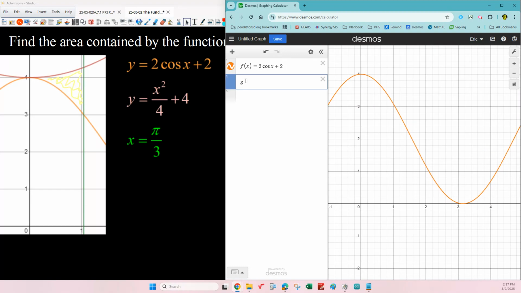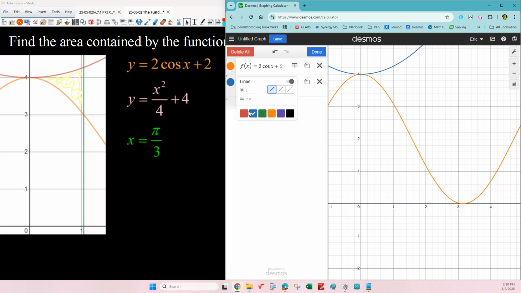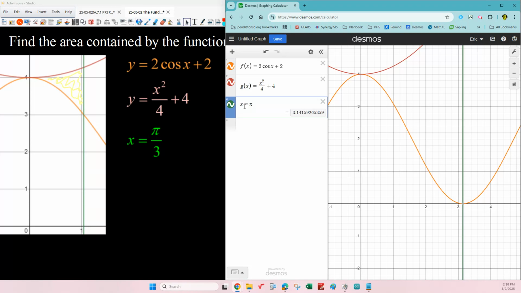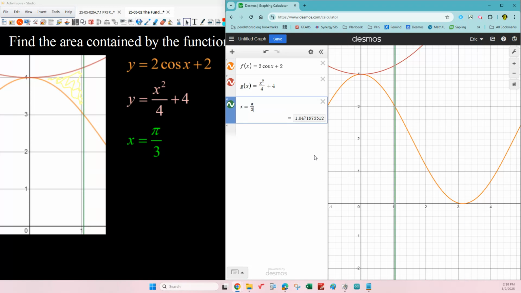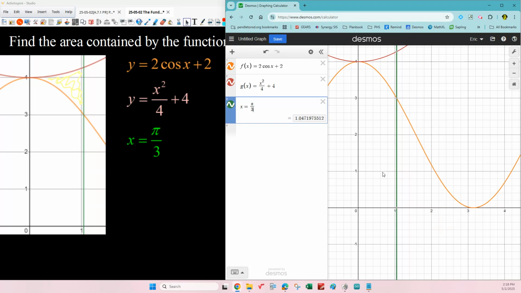We'll call this next one, how about g of x? I probably could just call them y's, but we'll do this. Okay, and that one needs to be red. And then we've got x equals pi thirds. And there it is, right?